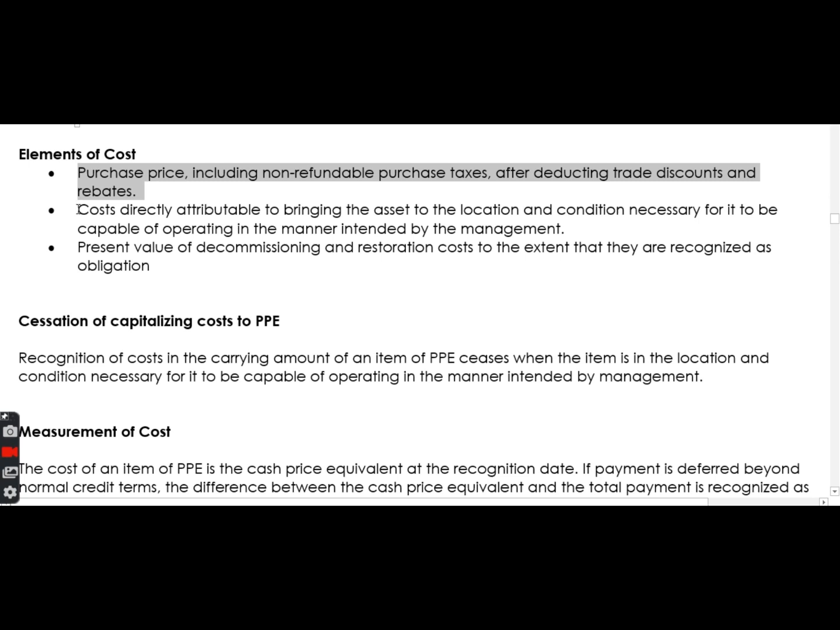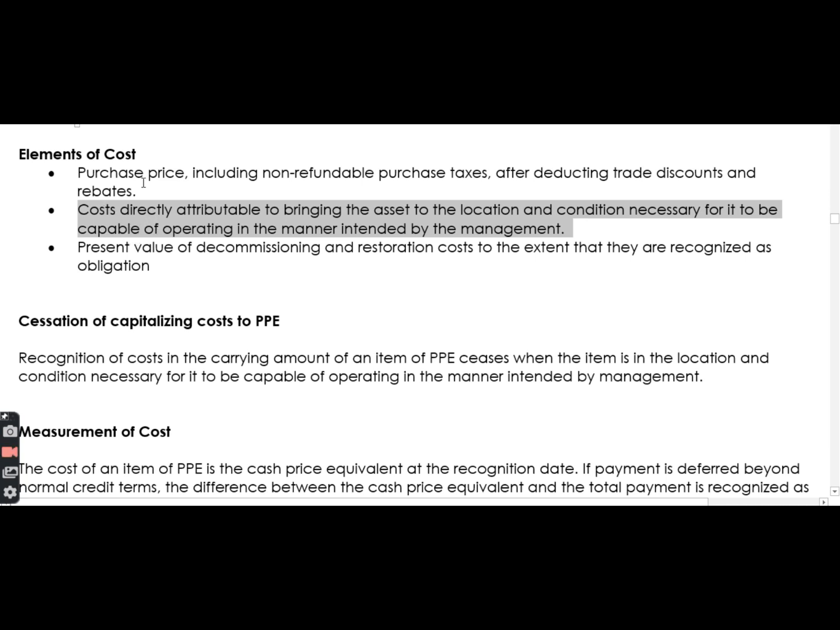Next, we are also going to consider cost directly attributable to bringing the asset to the location and condition necessary for it to be capable of operating in the manner intended by the management. So this is basically directly attributable cost. Okay? So for some property, plant, and equipment items, this is also part of the cost that are capitalizable.